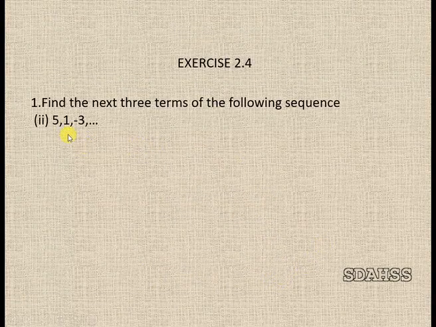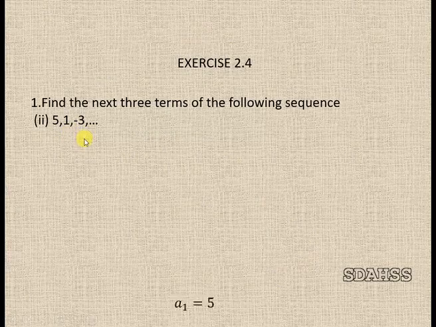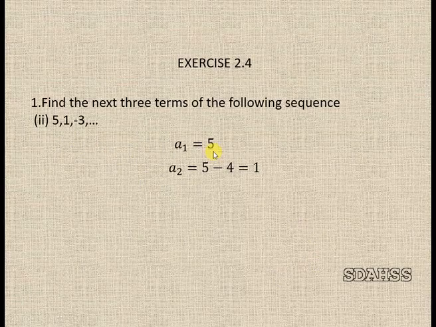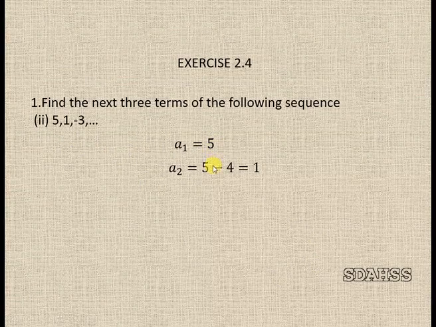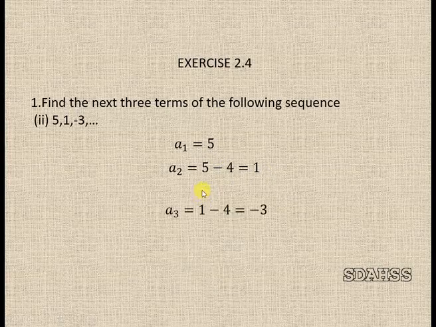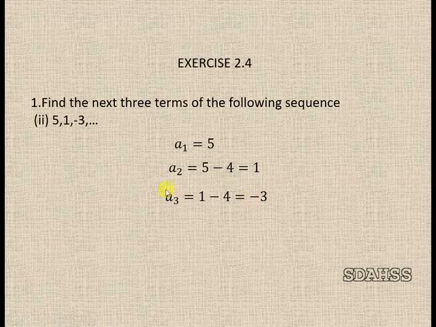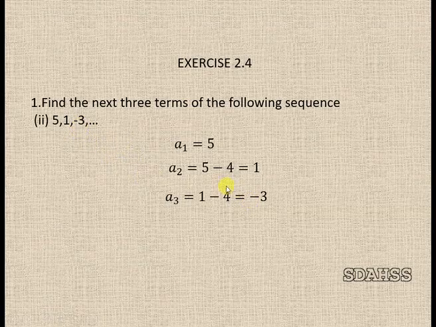Subdivision 2. 5, 1, -3. First term A1 is 5, A2 is 1. A2 is 1 means 5 - 4. If you subtract 4, you will get 1. So A3 is equal to 1 - 4, which is equal to -3. If you subtract 4, you will get -3.